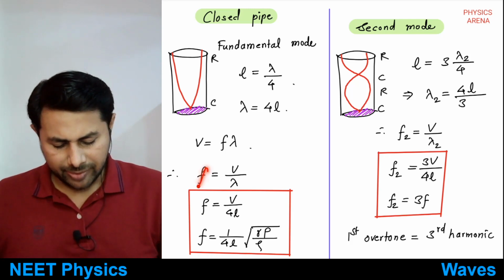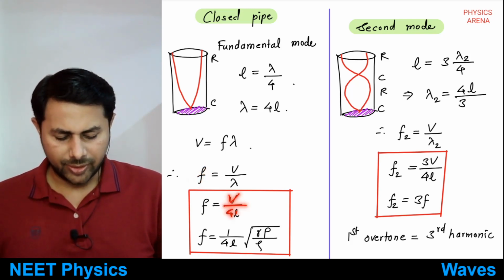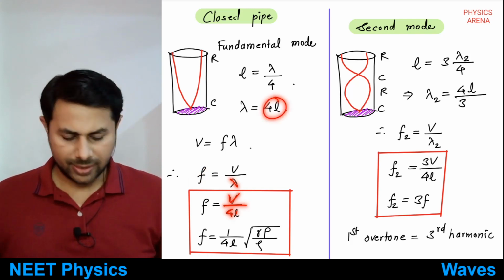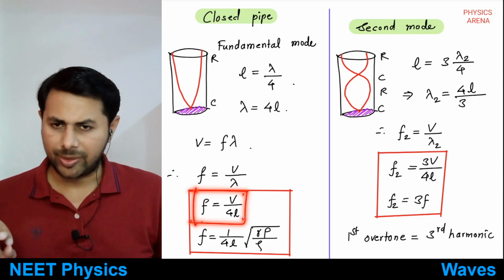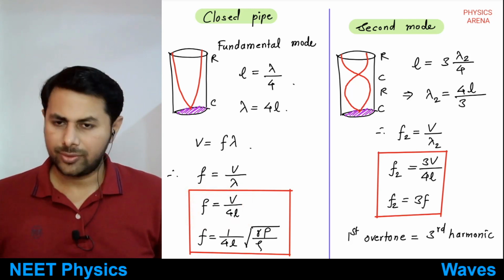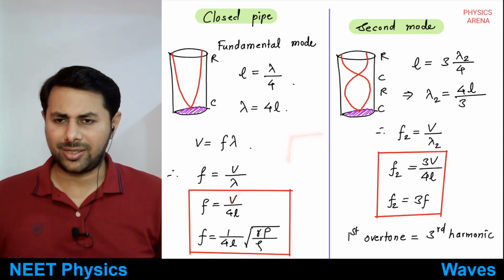Okay, so what is the frequency of fundamental mode? It is equal to V divided by 4L, because lambda is equal to 4L, right? So we need to remember this formula, F is equal to V divided by 4L, and also we need to remember that V is equal to what? We have studied this earlier.